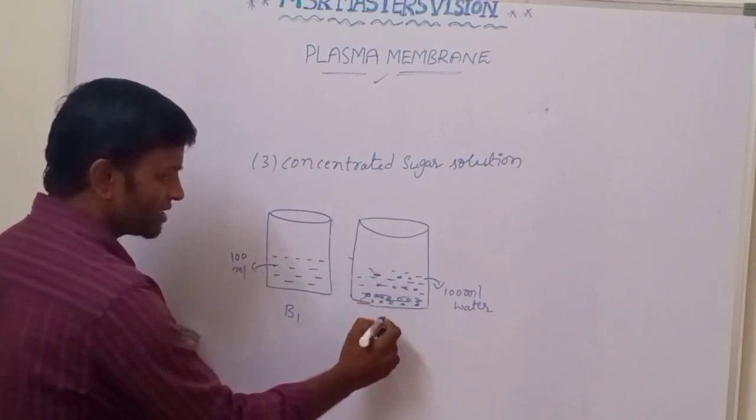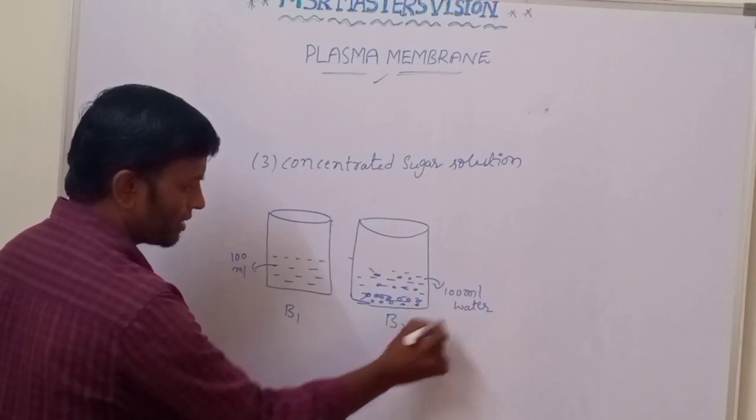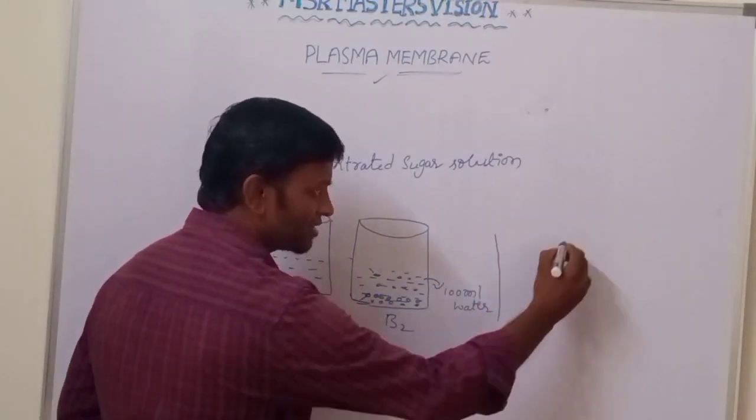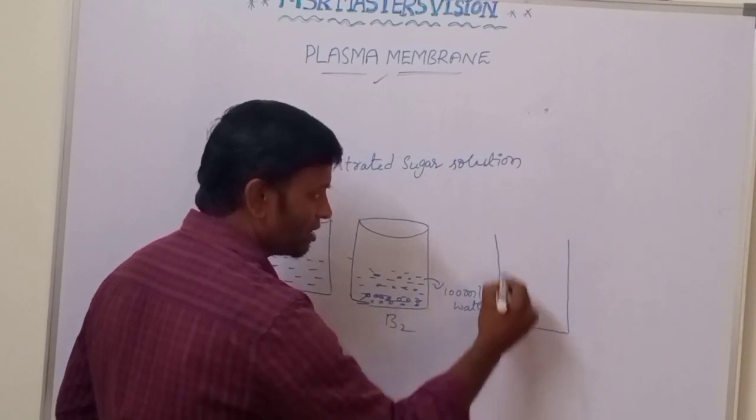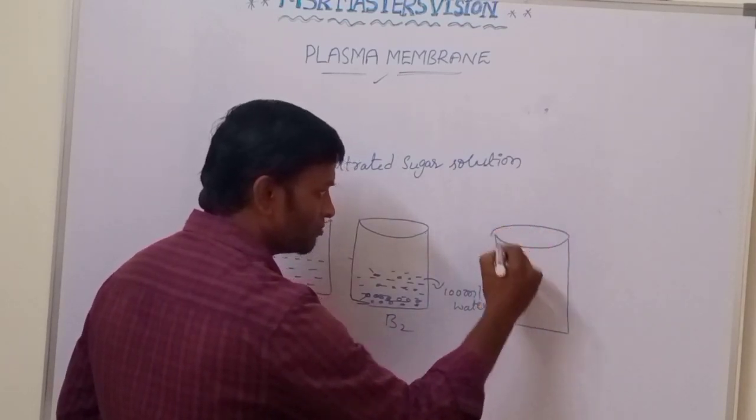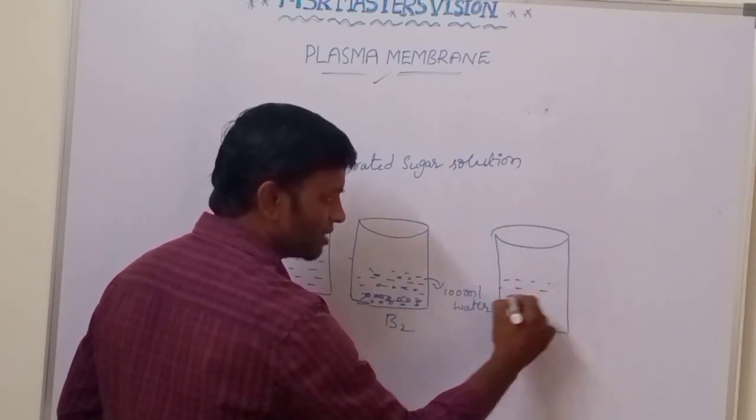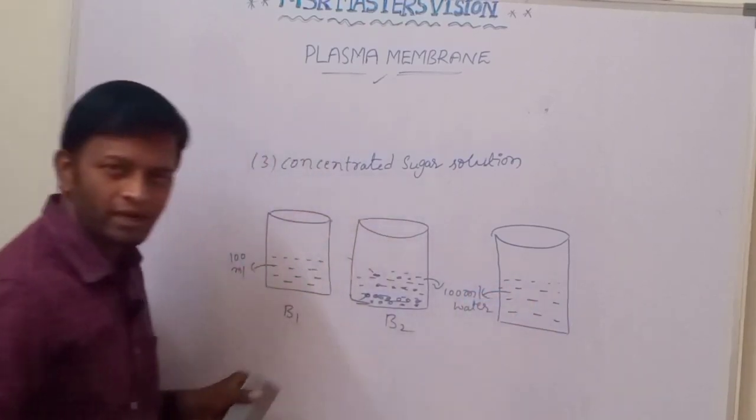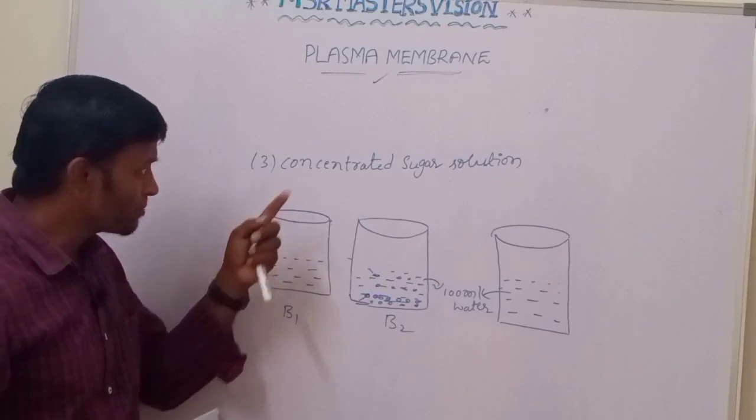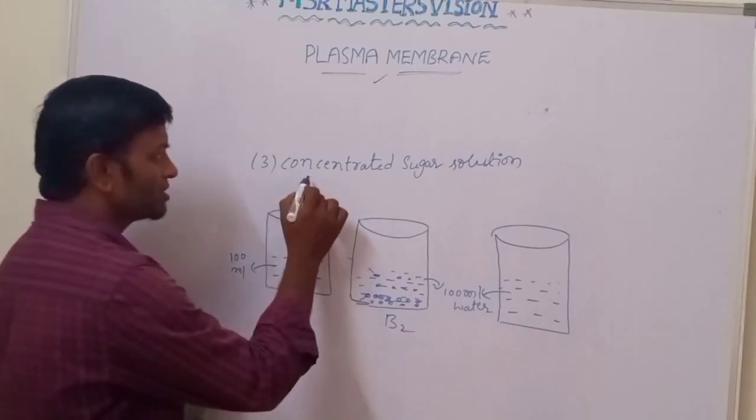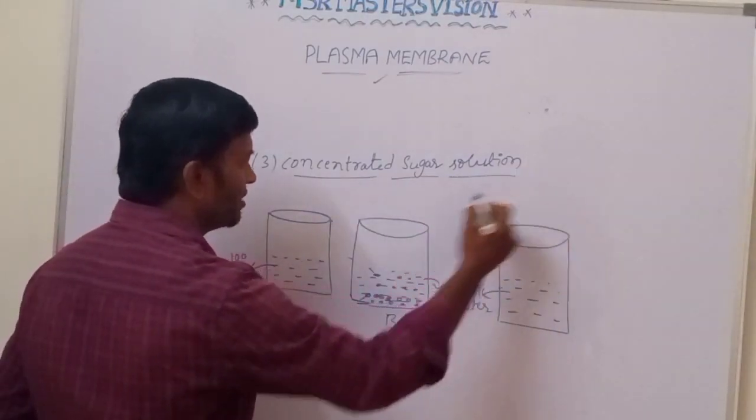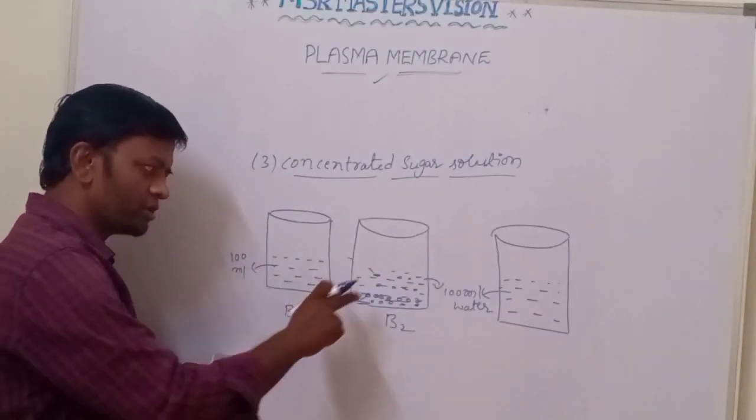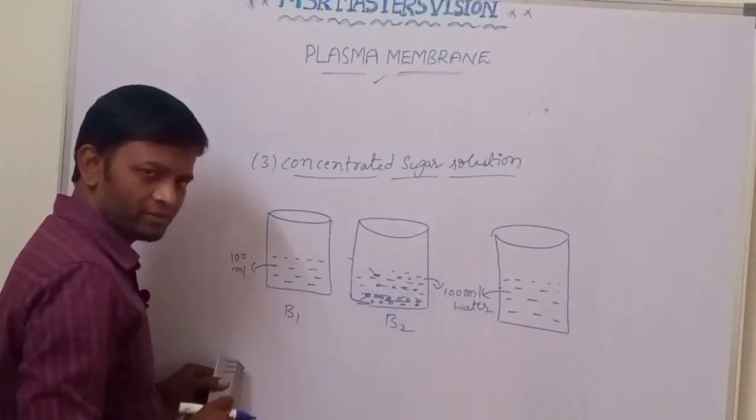In beaker 2 we are taking 100 ml of water. In beaker 3, how much water are we taking? In beaker 3 also we are taking 100 ml of water. So for preparing the concentrated solution we are taking 3 beakers, with 100 ml of water in each.